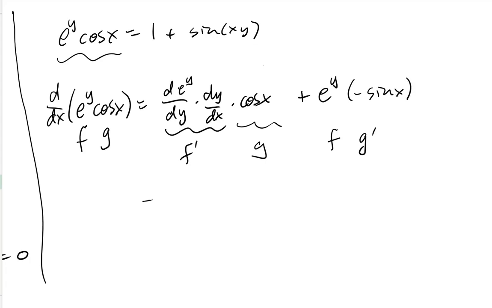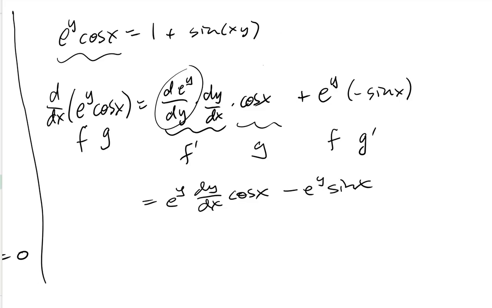So let's clean this up. So it looks like the derivative of e to the y with respect to y is e to the y. So it's e to the y dy dx times cosine x minus e to the y sine of x. All right, we can pull out an e to the y, but I'm not worried about it right now.